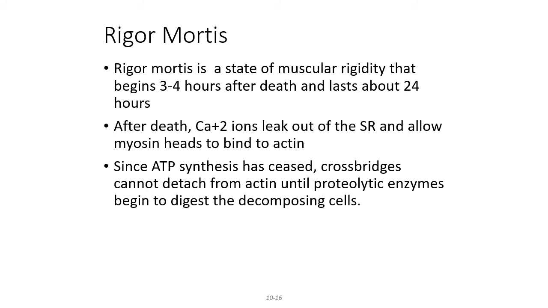But after death, eventually those calcium channels stop functioning. And calcium starts to leak out into the sarcoplasm from the sarcoplasmic reticulum. Once calcium leaks out, it just goes and does its job. It binds to the troponin, moves tropomyosin out of the way, and now all of a sudden the myosin heads can bind to the actin again. And so that's going to cause one last muscle contraction in a sense. But since we've run out of ATP, we can't undo the process. ATP is not available to unbind our myosin from the actin, so that muscle contraction just stays.